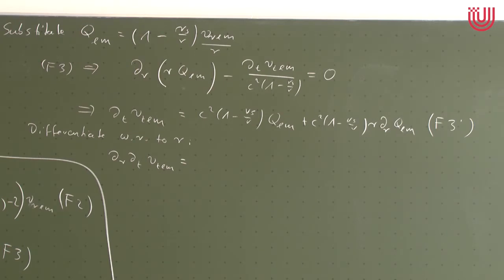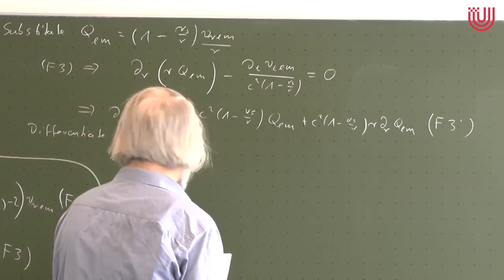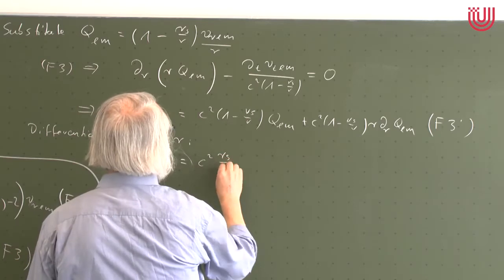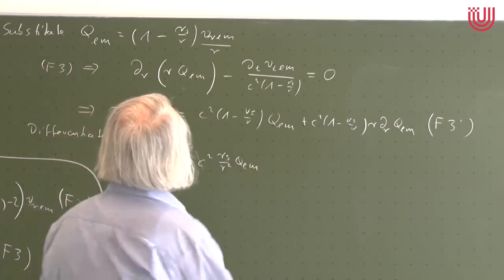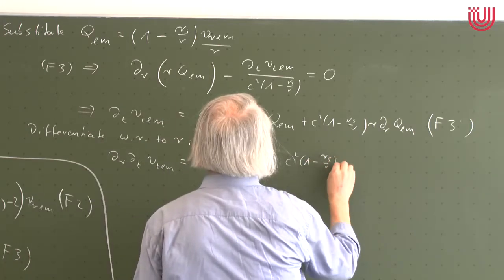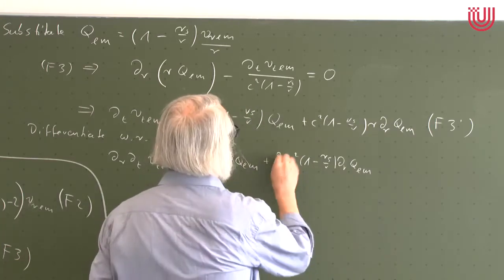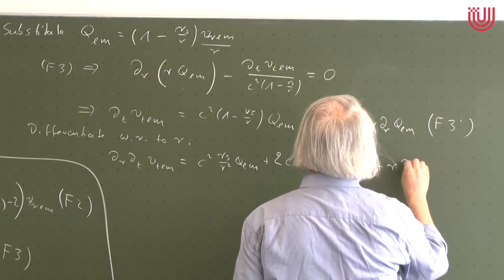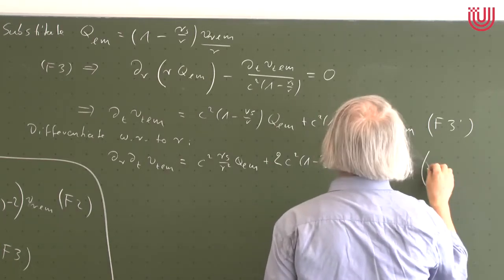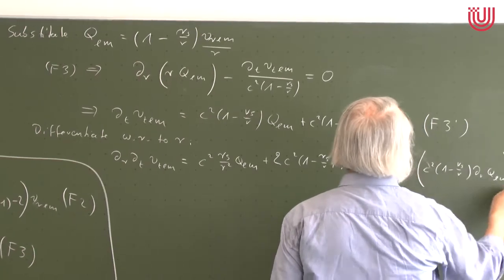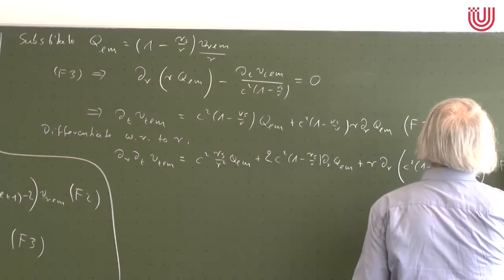So let me see. Where am I? I have to find the right line. Here, rs over r squared Q_lm. So I differentiate this term here. These minus gives plus Q_lm. Then I get plus c squared (1 minus rs over r) r dr Q_lm. And the same term I get if I differentiate this with respect to this r. So I get it twice. And then I get the rest, where I leave the r invariant and have everything else under the derivative, c squared (1 minus rs over r) dr Q_lm. I call this F3 double prime.